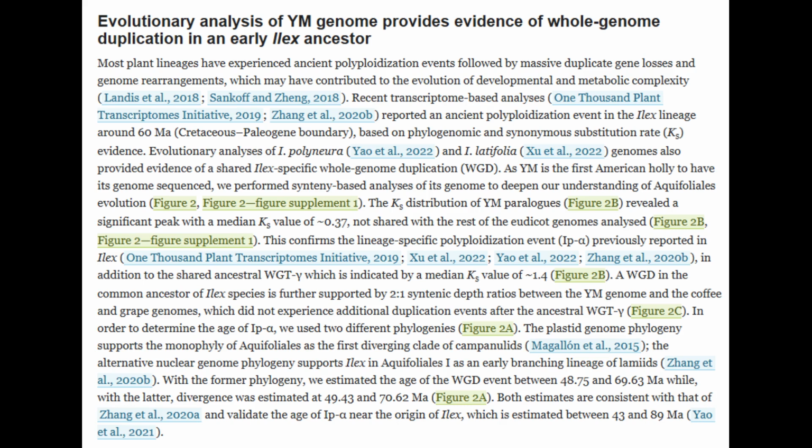and they also used that when they looked into other Aquifoliales, which I mentioned in literally 2 seconds. As well as evolutionary analysis of Latifolia and Polynura, we can see that yerba mate has gone through whole genome duplication.